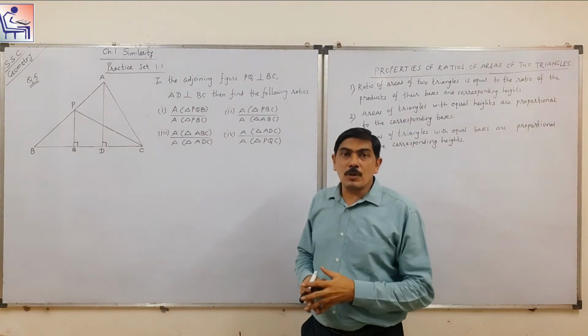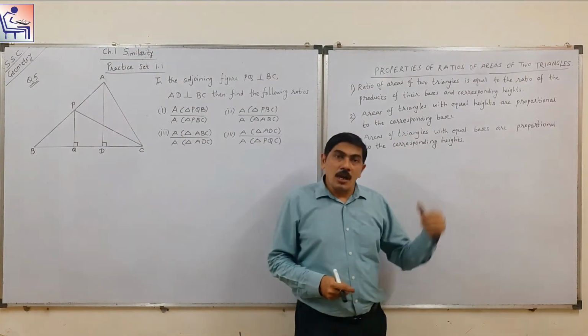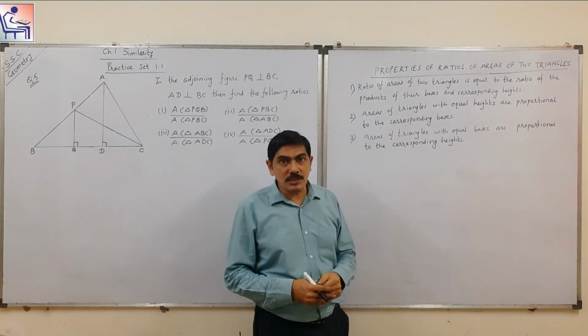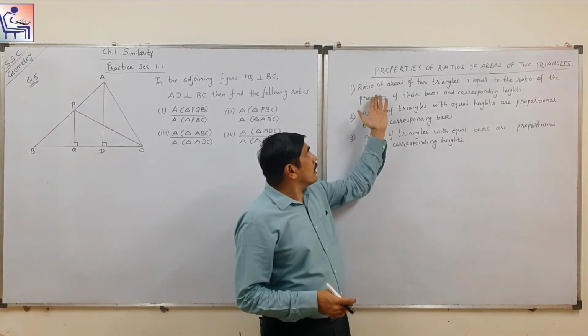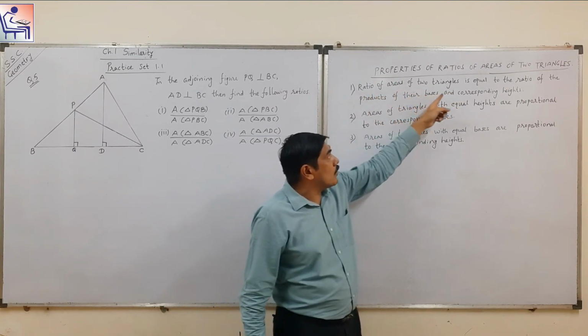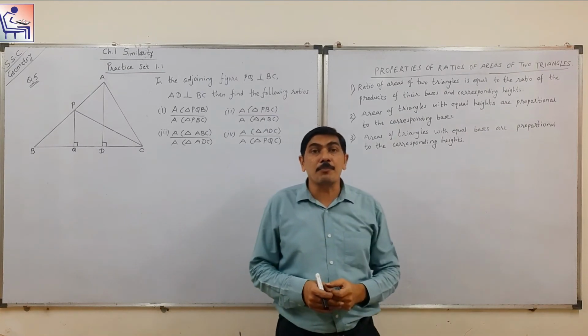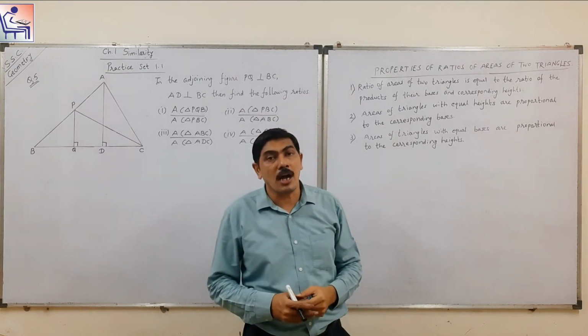Now we will solve question number 5. Before solving this question, again we will revise all the properties. Here the first property of ratios of areas of two triangles is ratio of areas of two triangles is equal to the ratio of the products of their bases and corresponding heights.